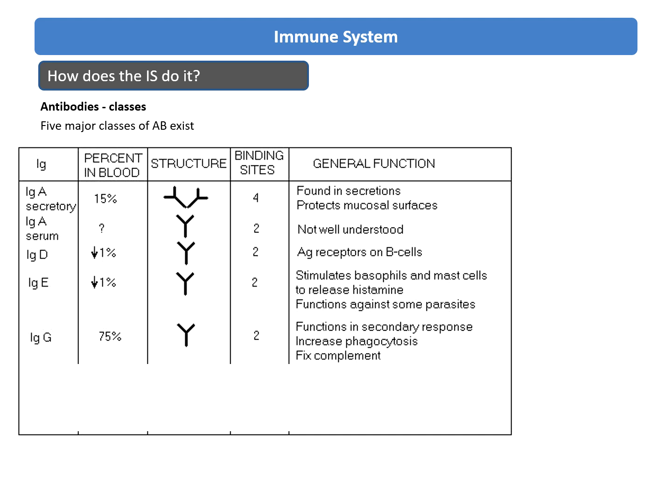Immunoglobulin G makes up 75% in the blood. This is the one that we usually refer to when we're talking about typical immunoglobulin activity. It's a single Y-shaped molecule with 2 binding sites. It functions most importantly in the secondary response. It increases phagocytosis and fixes complement.